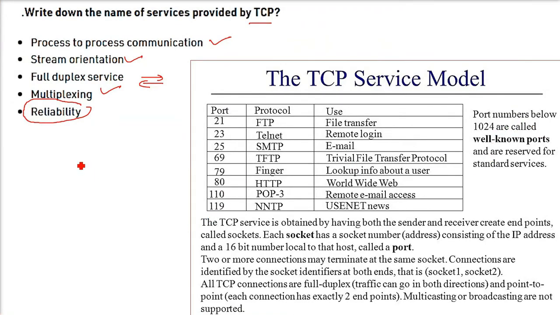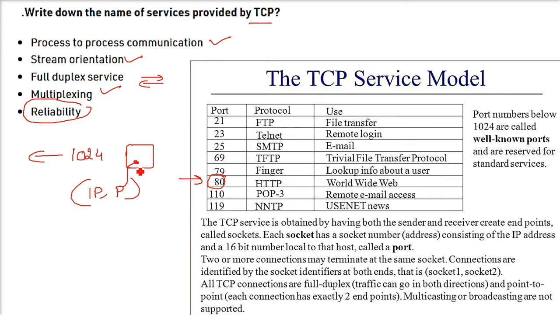Port numbers below 1024 are called well-known ports, and they are reserved for the standard services. As you see, HTTP is 80, HTTPS is 443, SMTP is 25, and others are also given here. And this TCP service, whenever we want to create a connection, is done through sockets. The TCP service is obtained by having both sender and receiver create endpoints, which are called sockets. The socket will have the socket number consisting of the IP address and the 16-bit number local to the host called a port number.